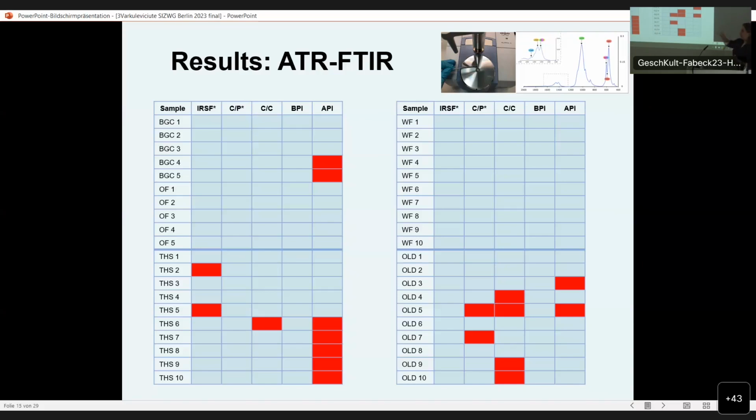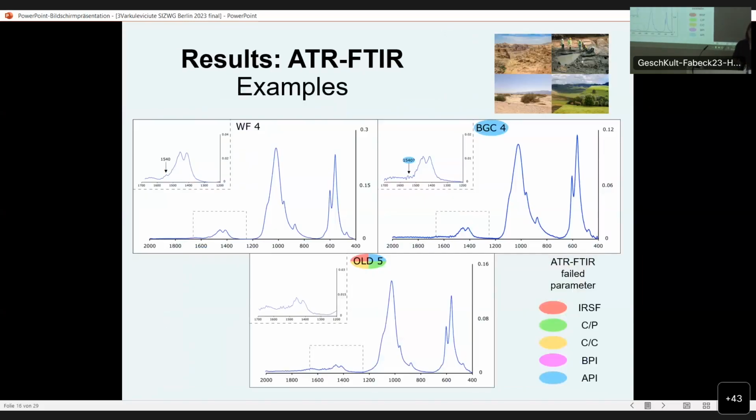Interestingly, 2 of the modern samples failed the API parameter, which was surprising to all of us. However, when you look at the examples of the spectra, the 1540 peak, which is in the API parameter, is very small and hard to see even in the good samples. So I'm not sure how great or useful it is to use it. But yeah, these are some examples of how our spectra looked.